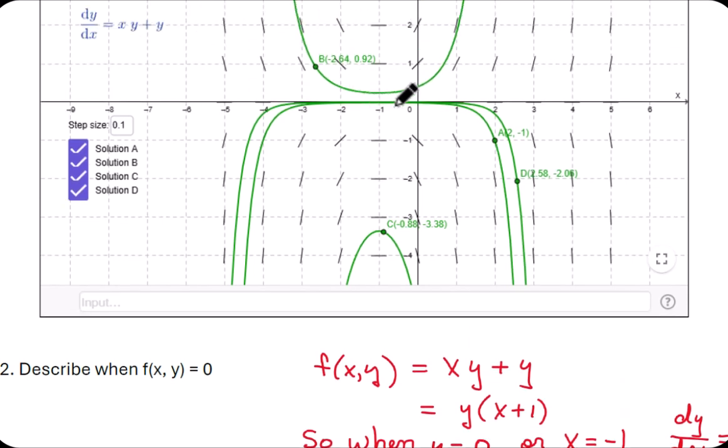You see here, if y is 0, it remains 0 for all time. And if I'm at x equals minus 1, see here, here's minus 1 for x. The derivative, or the slope, of all these flows is perfectly flat.